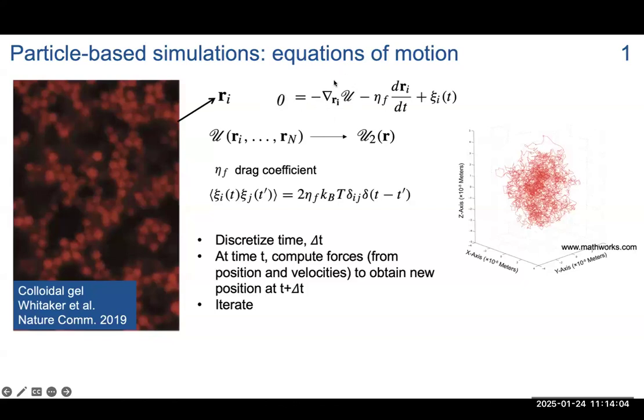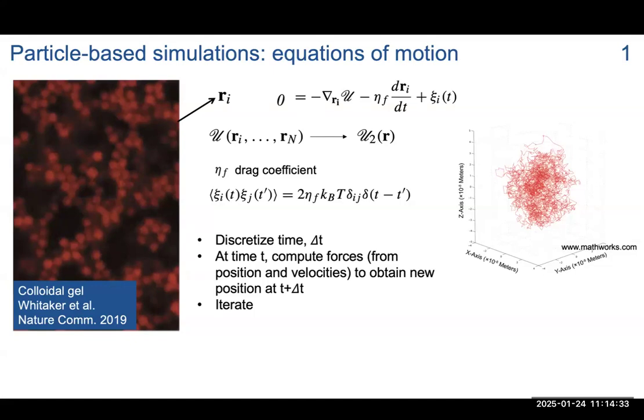And then I have forces that I can compute from the interaction potential between my particles, which depends on the relative distance between the particles. And then I have a drag term that, again, recapitulates the presence of the solvent. And then I have a noise term that contains the information about how the dissipation in the solvent is coupled to the thermal fluctuation in the system, basically through the fluctuation dissipation theorem.